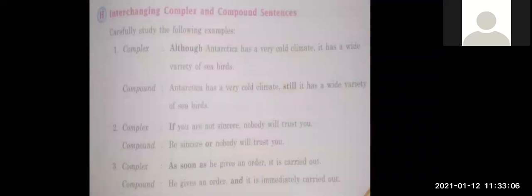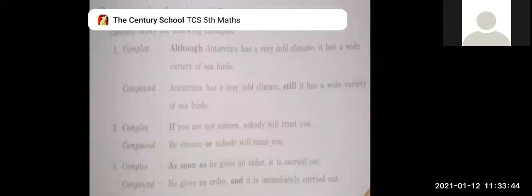Now the next one is interchanging complex and compound sentences. Compound sentences we have done using coordinating conjunctions. And the next one is with us. This is a complex sentence. A complex sentence has a main clause, or principal clause as you call it, and the second one is a subordinate clause. There can be one or two subordinate clauses, which show that the sentence is complex, right? And when the sentence is joined with a coordinating conjunction, that's called a compound sentence, right? So carefully study the following examples. You have got two or three examples. Let's practice and then we'll go ahead to the exercise.